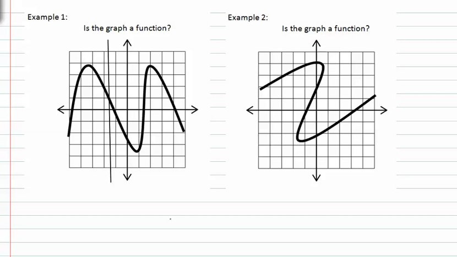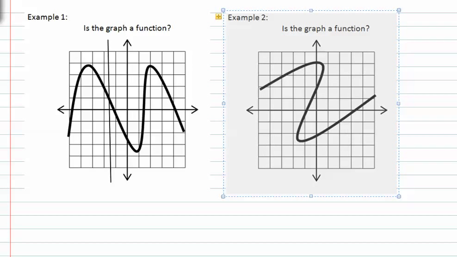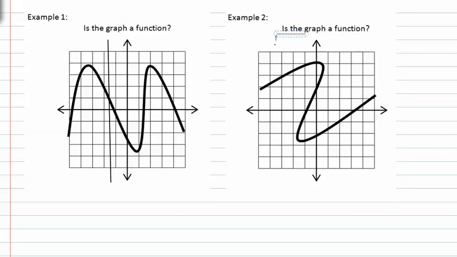But if we look at example 2, we see that if we do the same thing, try that again. If we try the vertical line test on this particular graph, we see that in several different points, the vertical line will cross the graph in more than one place.